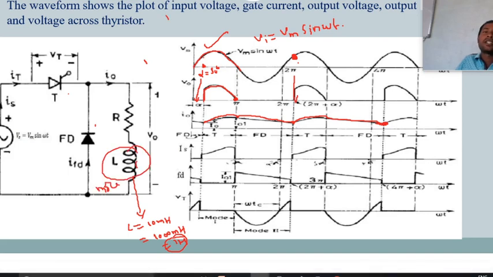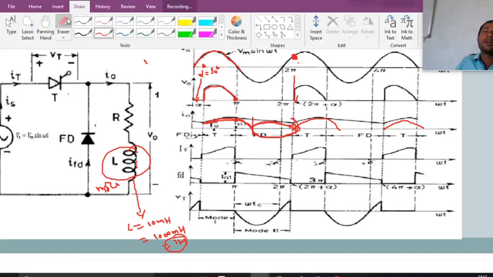If the inductor capacity is less, look at this another waveform I will draw. It stores energy and releases, again stores and releases. Look at this discontinuity. Current conducts up to this point, and in this area no current is available. This is called discontinuity of the current.